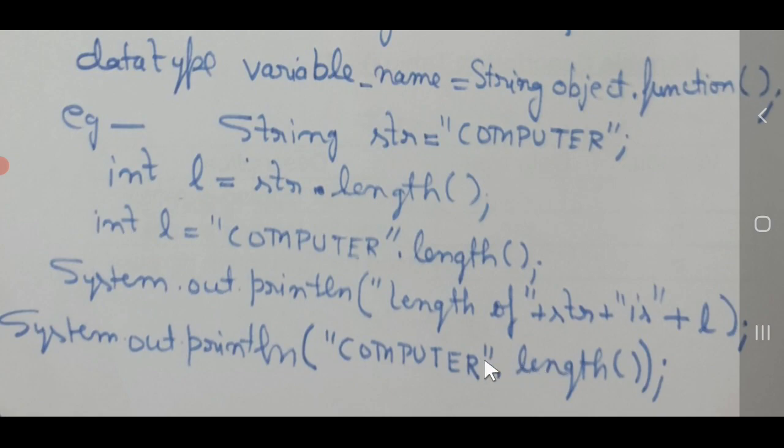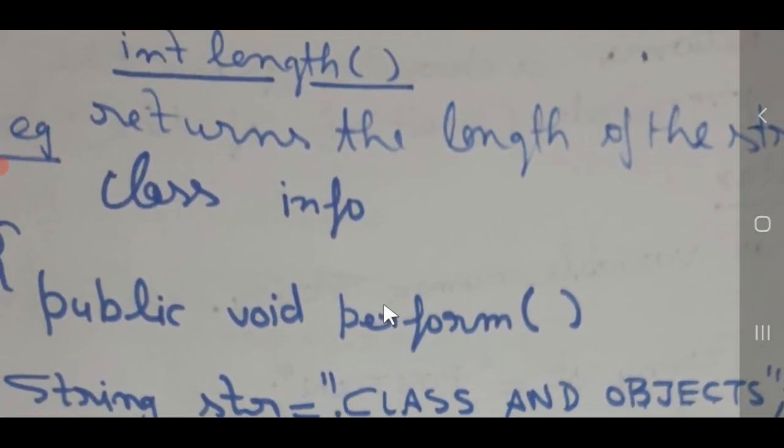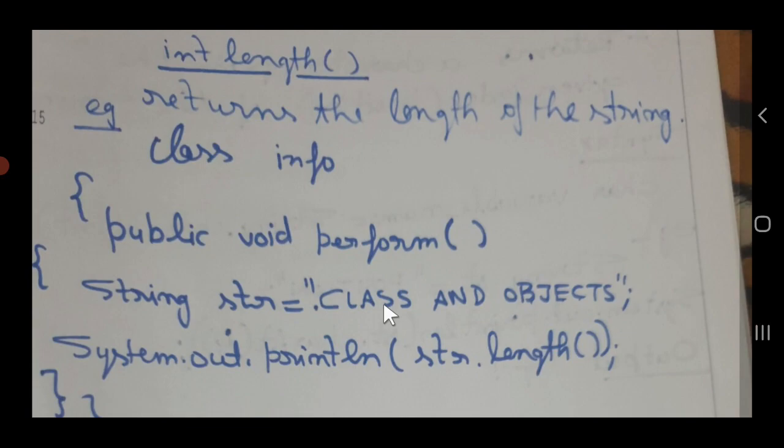So this will return the length of this string, that is 1 2 3 4 5 6 7 8. So 8 will be returned here, and finally that 8 will be printed on the screen. So I have shown you different ways here. Keep on writing, keep on practicing. Students, the length function returns the length of the string. Length of the string means total number of characters.